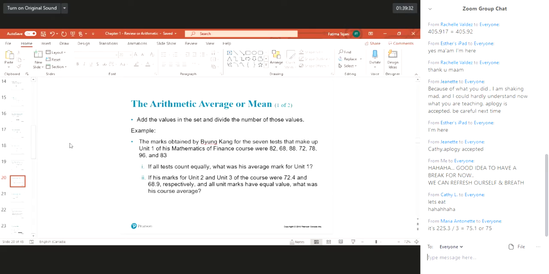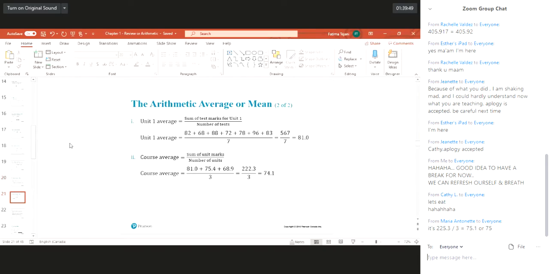That's good. See, 82 plus 68 plus 88 plus 72, but 78 plus 96 plus 83. It's 567. No, the second one, the second exam. Oh, the course. So why? Because the 81 of the previous course has to be also taken, right?